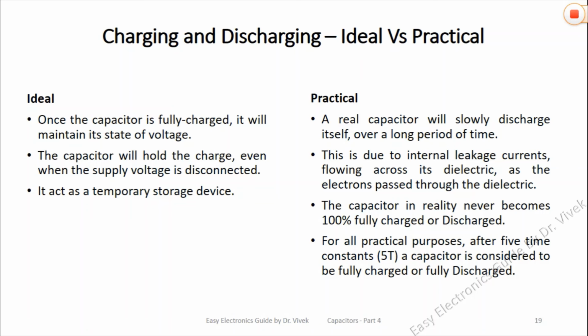In an ideal case, once the capacitor is fully charged, it will maintain its state of voltage. An ideal capacitor will hold the charge even when the supply voltage is disconnected. But a real capacitor will slowly discharge itself over a long period of time. This is due to the internal leakage currents. The capacitor in reality never becomes 100% fully charged or discharged. For all practical purposes, after 5 time constants, a capacitor is considered to be fully charged or fully discharged.